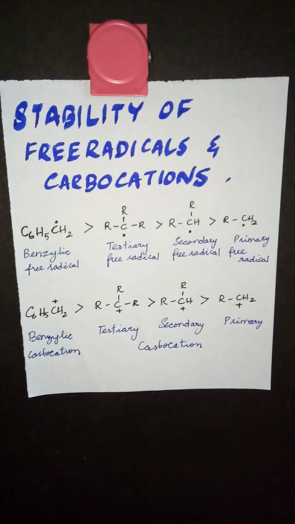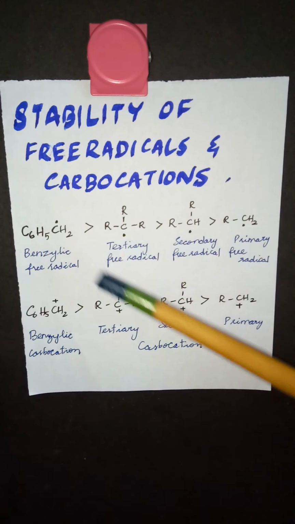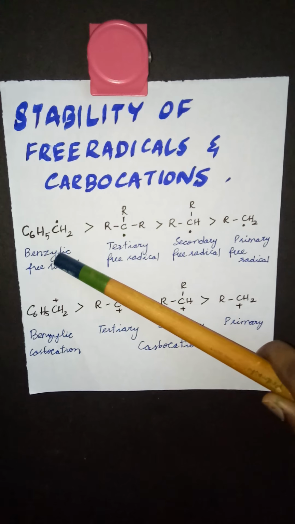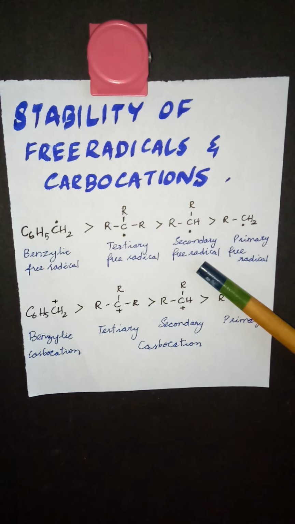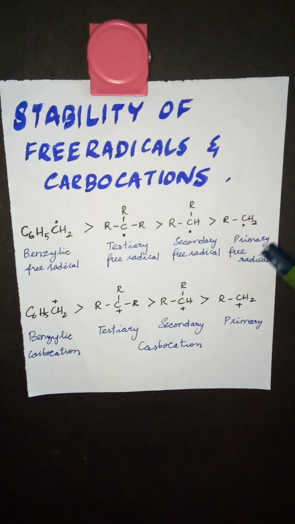We apply different effects like inductive effect, hyperconjugation effect, and electromeric effect to talk about the stability of these free radicals and carbocations, which you have studied in grade 11. So let's not go deep into that. We'll just see the stability. In the case of free radicals and carbocations, benzylic is the most stable, then tertiary, then comes secondary, and finally primary is the least stable. So the same order is followed for both free radicals and carbocations.